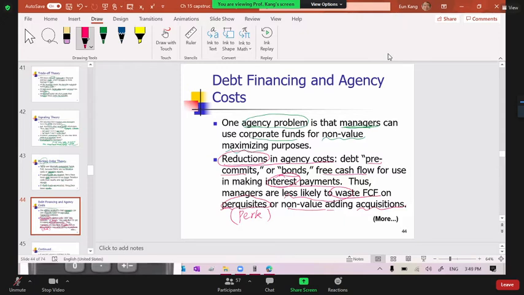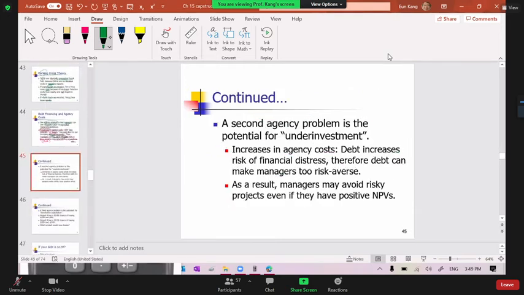So it's less likely to waste because they have to pay interest payments. If they cannot pay interest payments, the company goes bankrupt and they lose their job. So they try to make sure that they pay interest payments, so they are less likely to waste money. So the agency problem goes down, right? Agency cost goes down. And that is a good side. There's a good side. But the negative side is the problem.